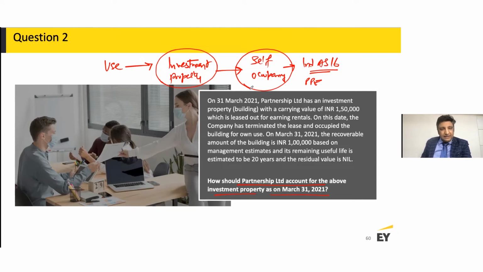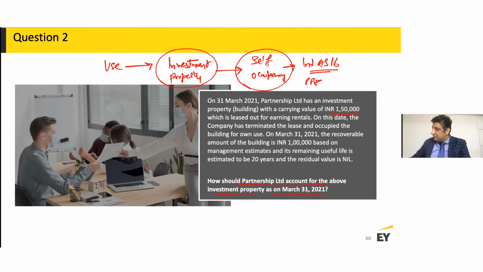So effectively, from a measurement perspective, nothing changes, which means that if I'm showing the building at 1,50,000 rupees as investment property, I will continue to show it at 1,50,000 rupees, even as property, plant, and equipment, right? The transfer of use does not change this value at all. Okay, so that's the first thing that we want to talk about.